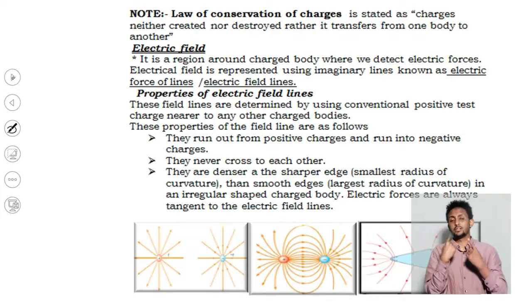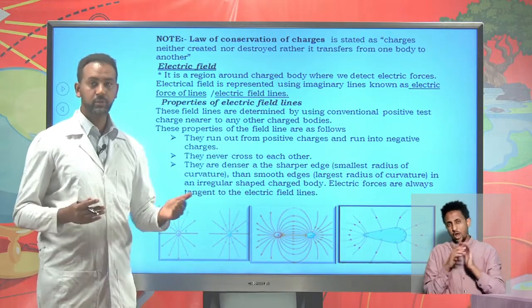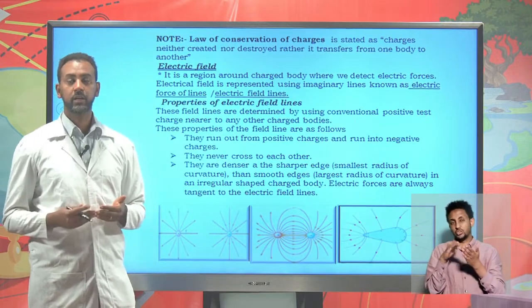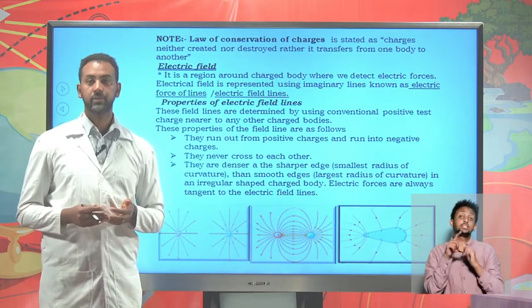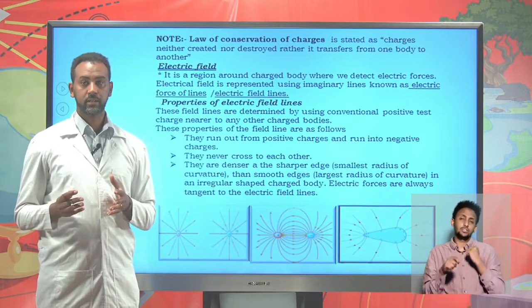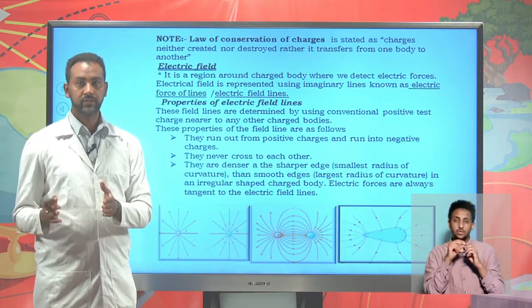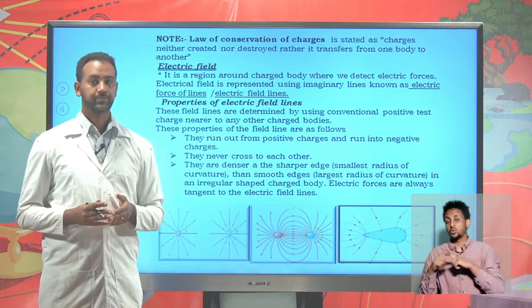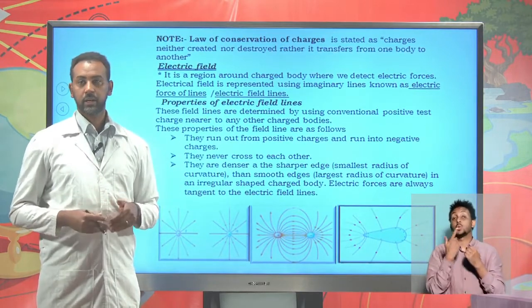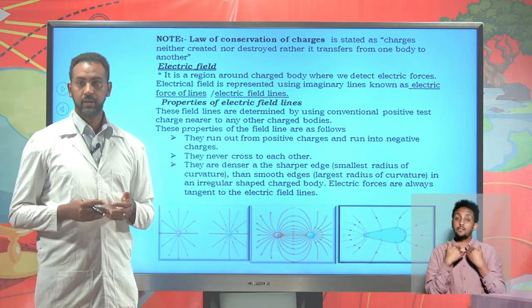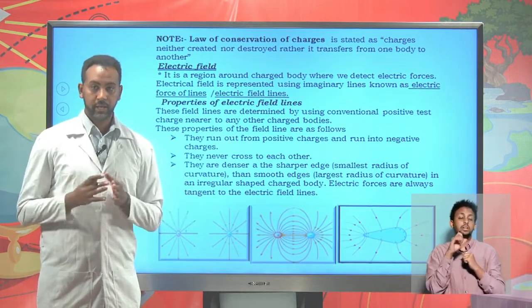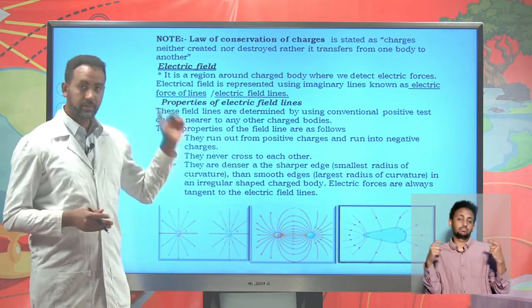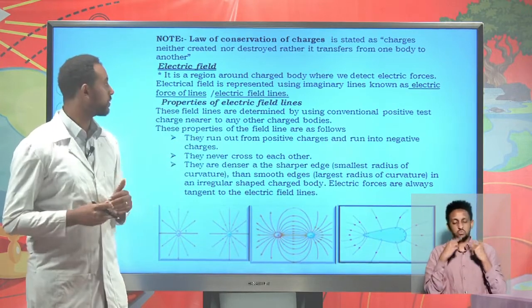And there are different laws about charges. When you are trying to study charges, you should know their characteristics. Among those, the law of conservation of charge states that charge is neither created nor destroyed, but is transferred from one body to the other. This is what it says. And we have the law of electrostatics, which says that like charges repel each other, whereas unlike charges attract each other. There are different laws concerning the property of charges.